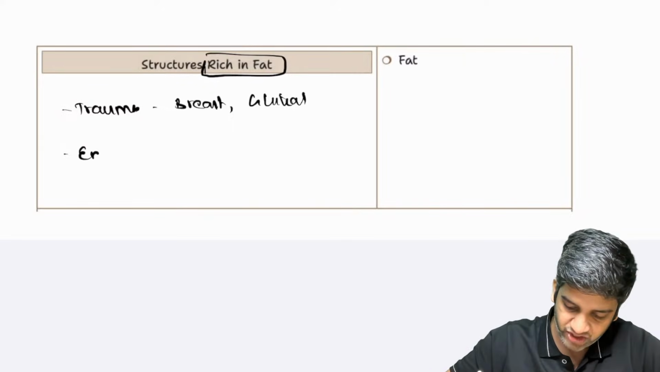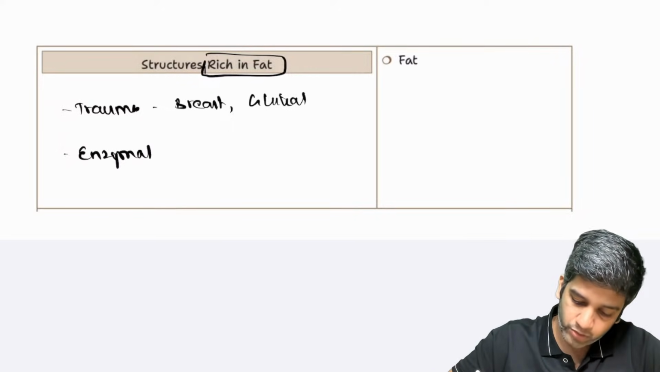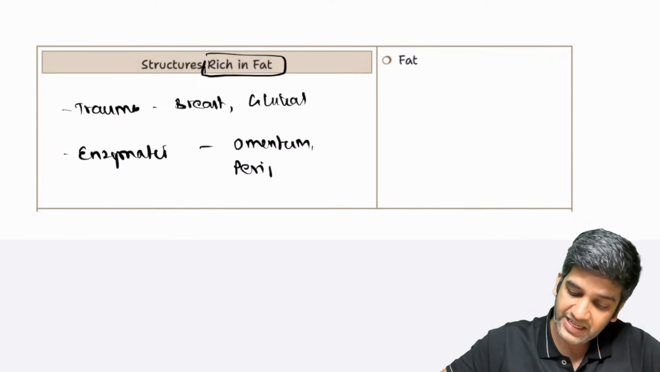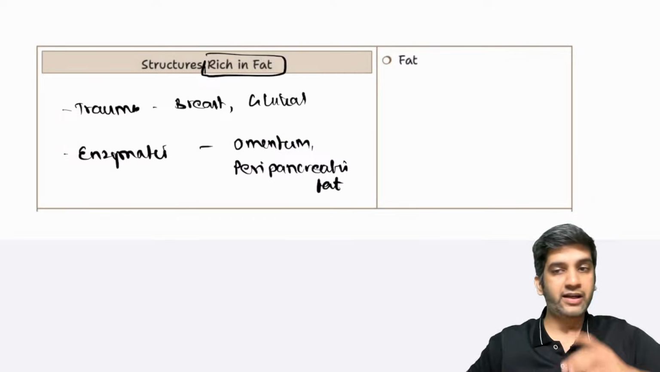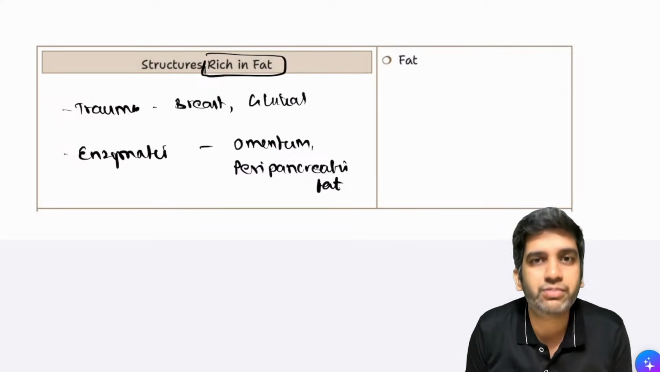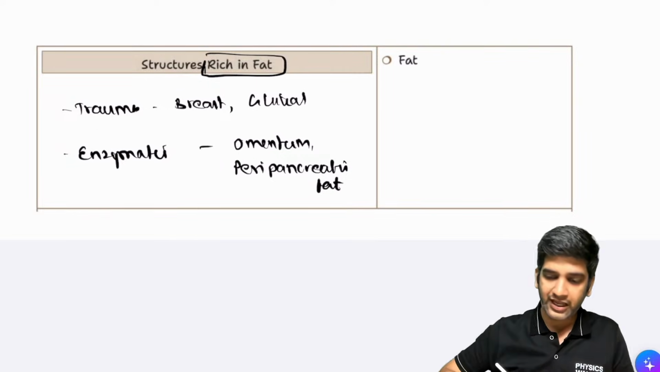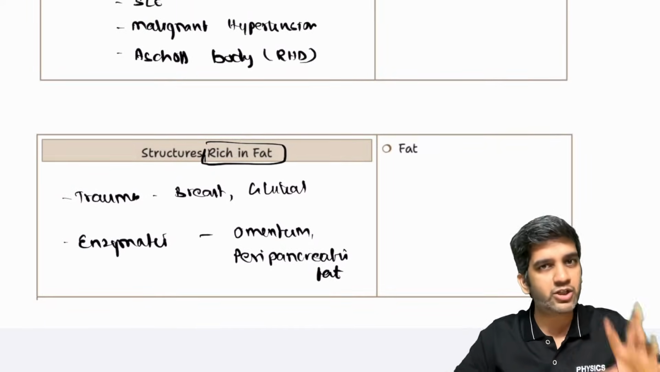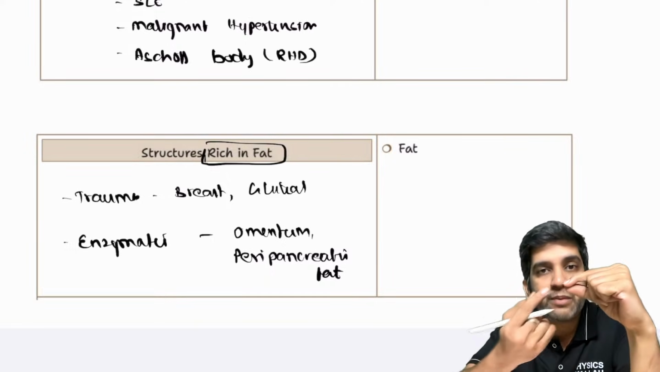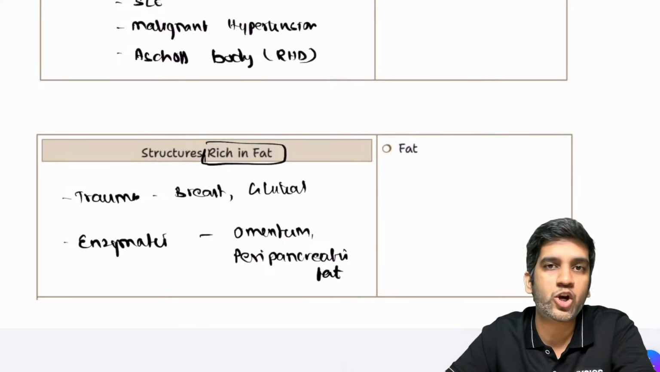At the same time, enzymatic. In enzymatic fat necrosis, this happens in the omentum, yes, absolutely, because omentum is fat, and also happens in the peripancreatic fat, not in the pancreas. It can happen in the fat surrounding the pancreas, but never in the pancreas, because fat necrosis can happen only in fat. Please don't write acute pancreatitis. Let any book say it is seen, but it is not seen, because the pancreas has acini. Surrounding the pancreas I have fat, in that I'll have it, but not in the substance of the pancreas.